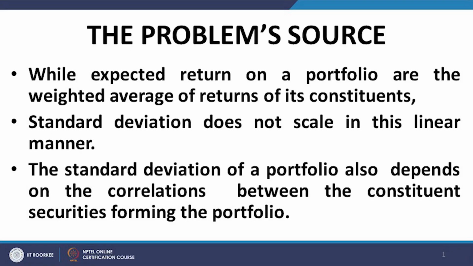So, that means what? That means there is linear scaling. The expected return on a portfolio is equal to the weighted average of the expected return of its constituents. However, the standard deviation does not scale that way. That is the problem. The variance does not scale that way. The variance also depends on the correlations or the covariances that exist between the various securities that form the portfolio.